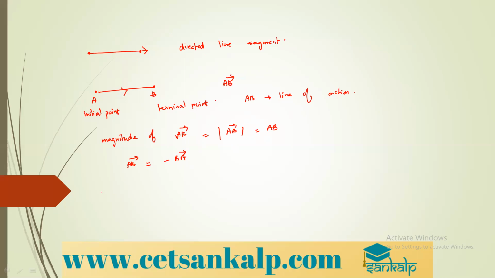A vector whose initial point and terminal point are one and the same is called a null vector or zero vector. It is denoted by zero vector like this. And the magnitude of the zero vector will be 0. A null vector has no direction, because it is starting at the same point where it is ending.